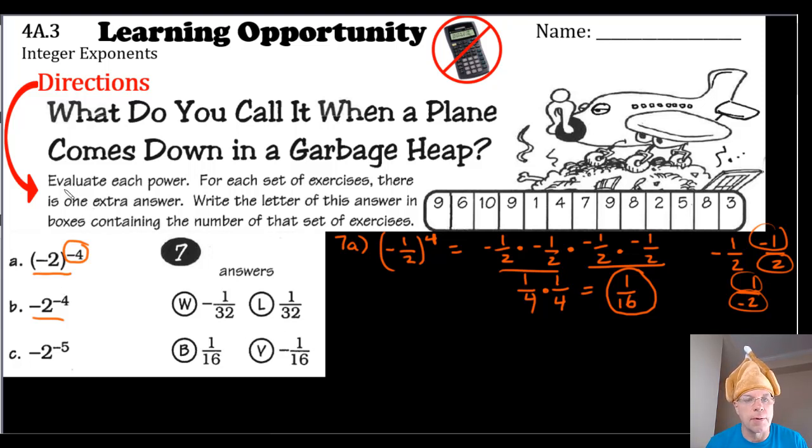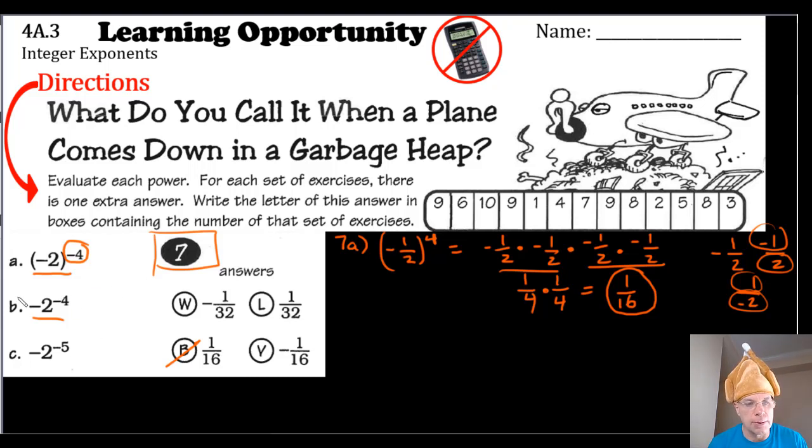And so if we follow the directions, it says evaluate each power for each set of exercises. So this is set number 7. There is one extra answer. Write the letter of this answer in the boxes containing the number of that set of exercises. So we just found +1/16, so we'll cross out the B. That will not be the letter that we're using for this set of exercises.